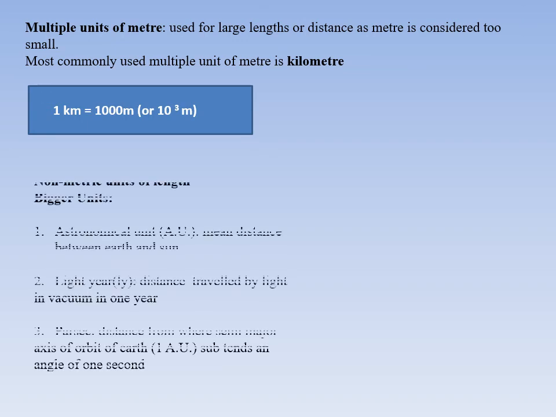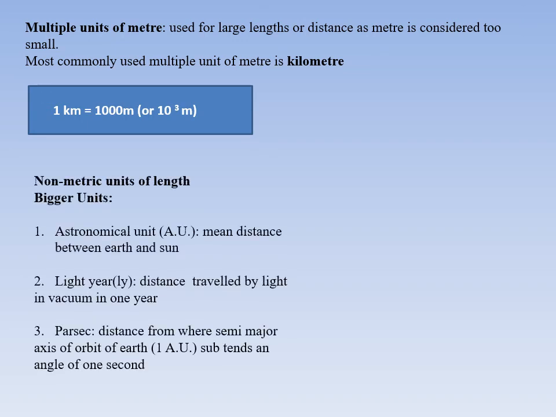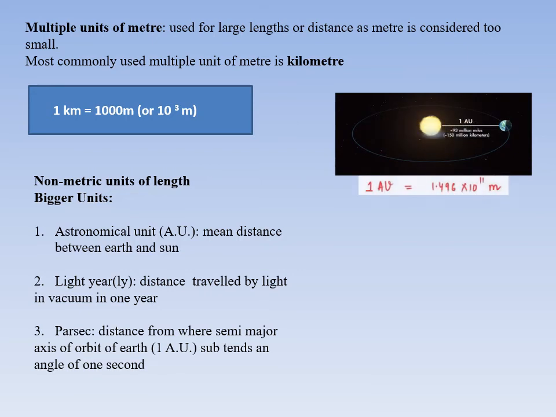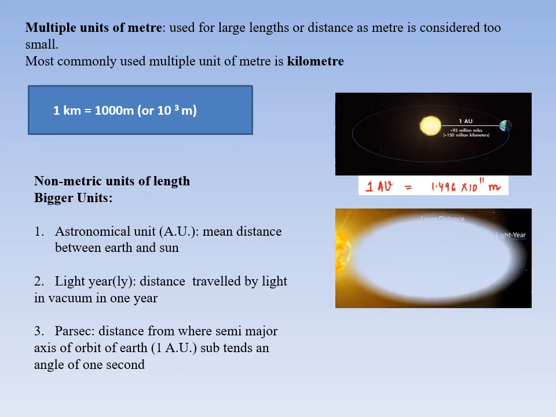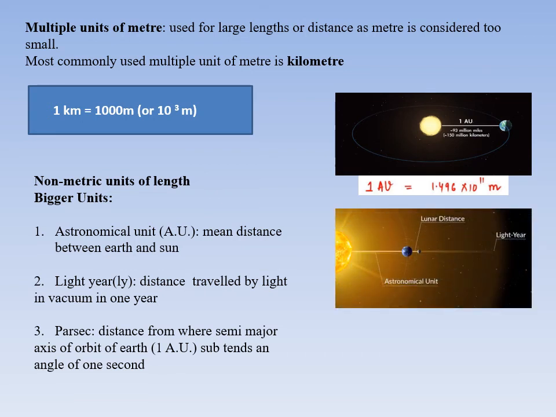Non-metric units of length. Bigger units. For the measurement of distance between two heavenly bodies, kilometer is considered too small a unit. The commonly used units for this purpose are the astronomical unit, denoted by AU, which means the distance between Earth and Sun. Light year, denoted by ly, the distance traveled by light in vacuum in 1 year.